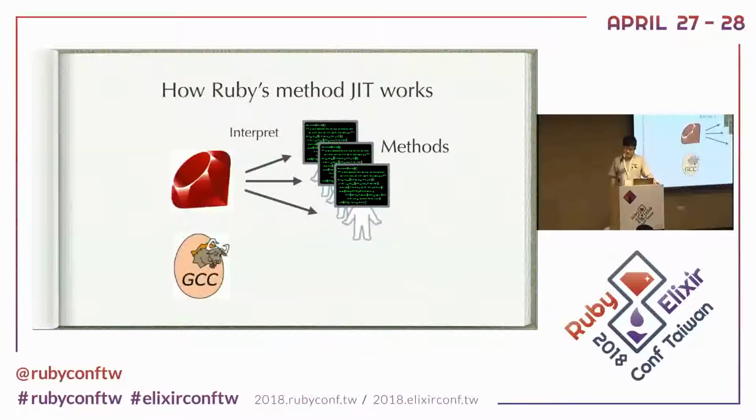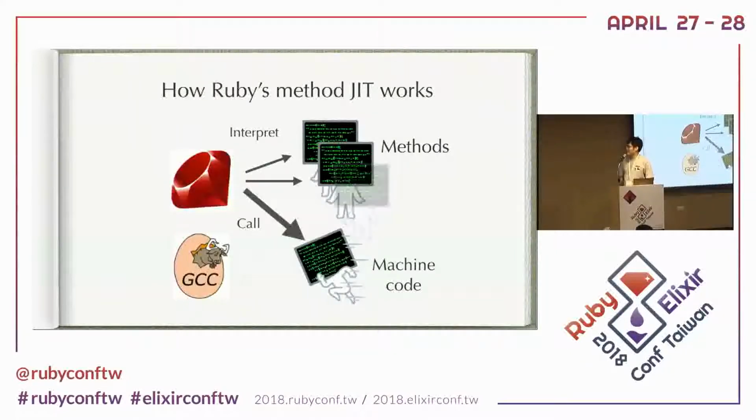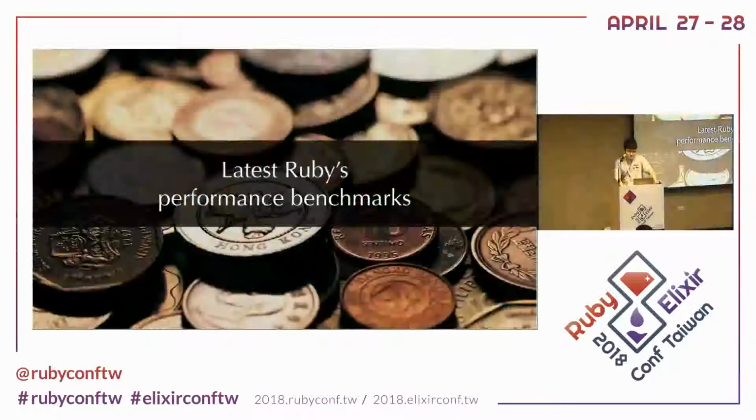So the basics is that there is a thread to execute the GCC compiler, and when a method is frequently called, it compiles a faster version of the method, and then only the fast version of the method is executed. So that's the basics of Ruby's method JIT.